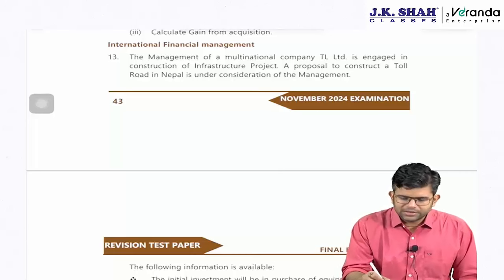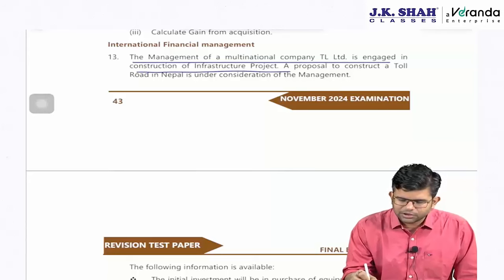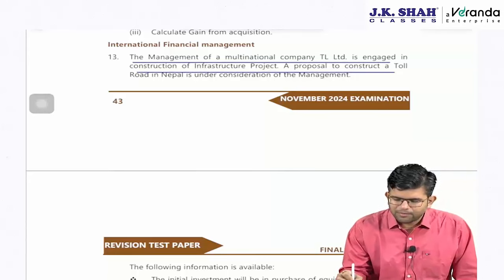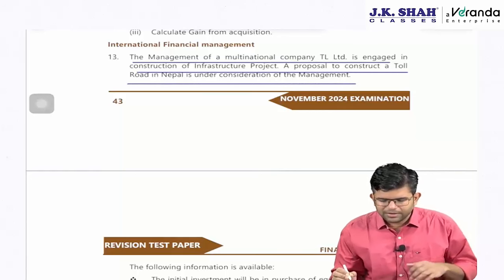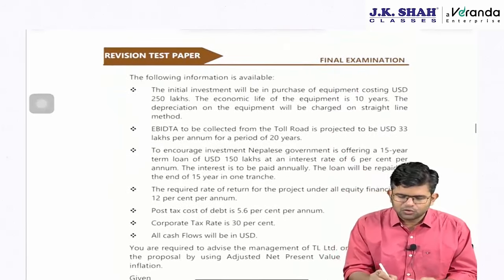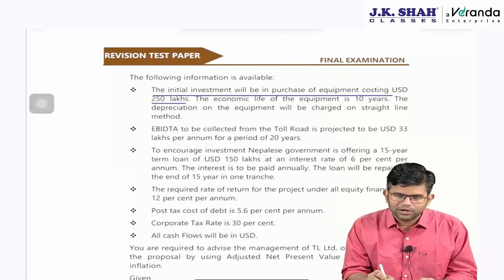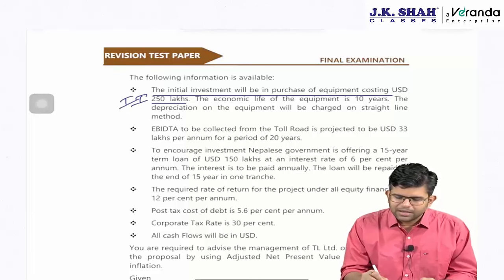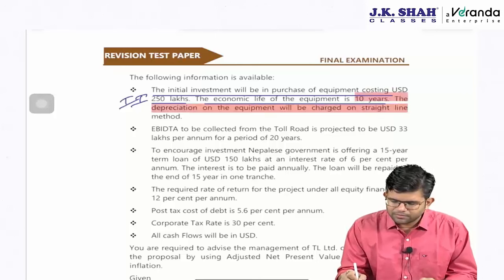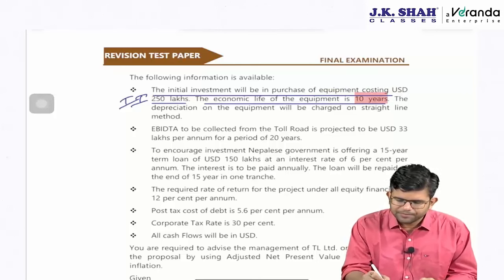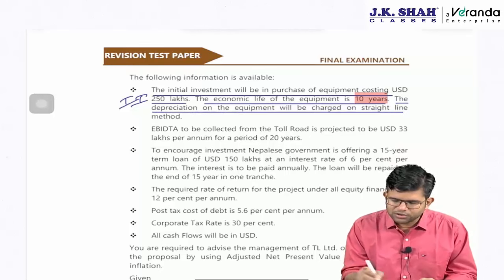Alright, so I'll start question 13. The management of this company is engaged in the construction of an infrastructure project. A proposal to construct a toll road in Nepal is under consideration. So they are saying the initial investment will be $250 lakh. This is your II. Economic life 10 years. The depreciation on the equipment will be charged on the straight line method.